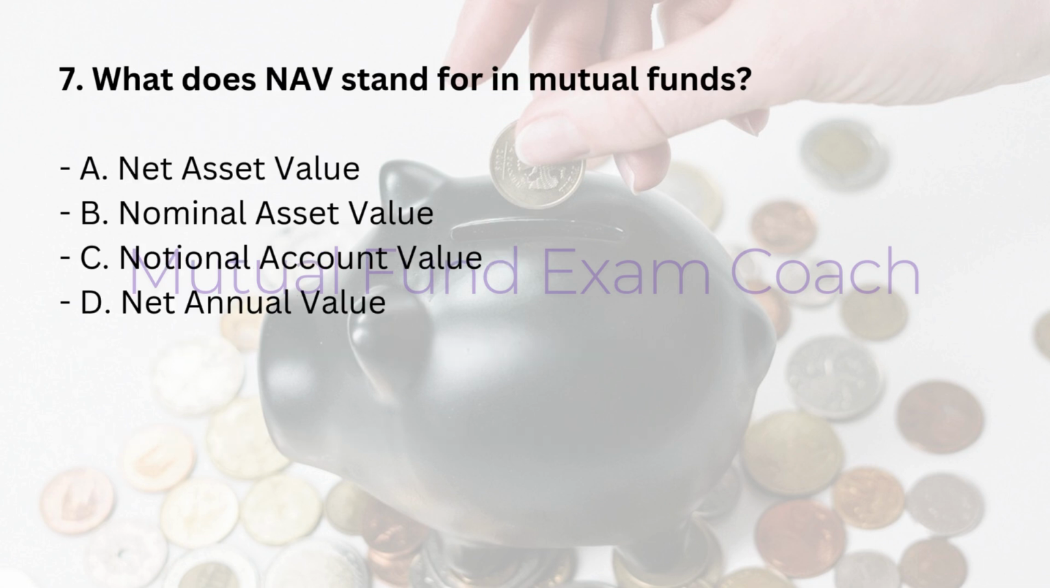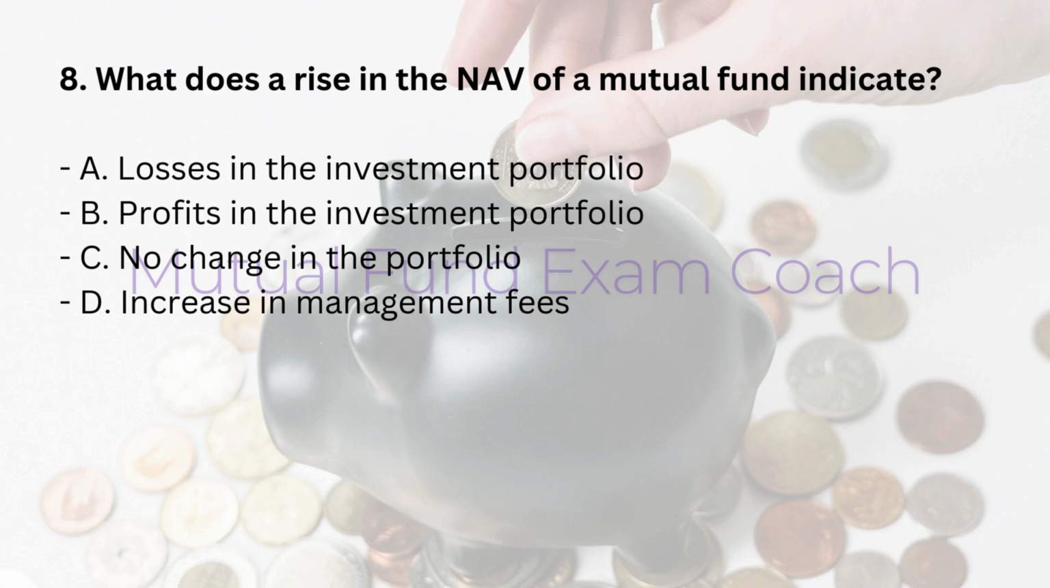7. What does NAV stand for in mutual funds? A. Net asset value. B. Nominal asset value. C. Notional account value. D. Net annual value. Answer: A. Net asset value. 8. What does a rise in the NAV of a mutual fund indicate?